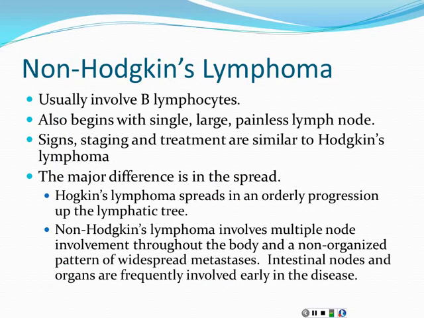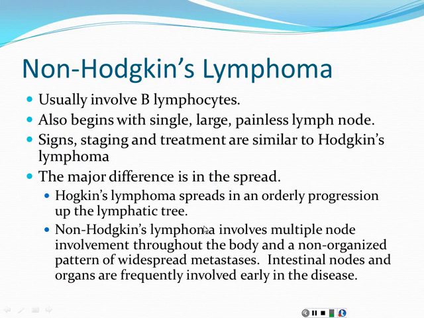So that's Hodgkin's. Non-Hodgkin's lymphoma is similar in some ways. The biggest difference is in how it spreads and which lymphocytes are involved. So in non-Hodgkin's lymphoma, it's B lymphocytes. Again, single large painless lymph node, same presentation as Hodgkin's. Signs, staging, and treatment are the same, but the difference, Hodgkin's lymphoma spreads in that orderly way.